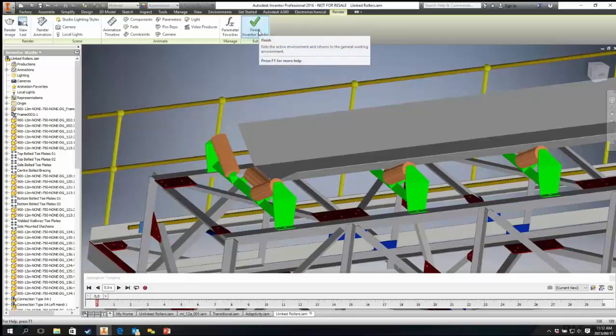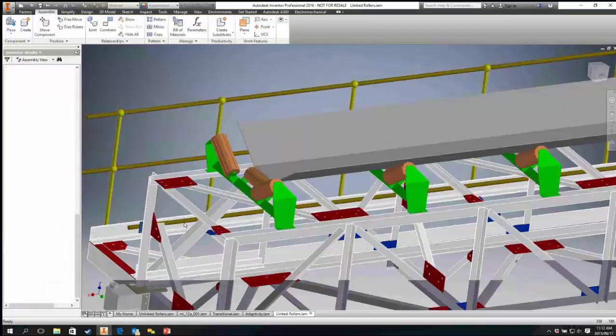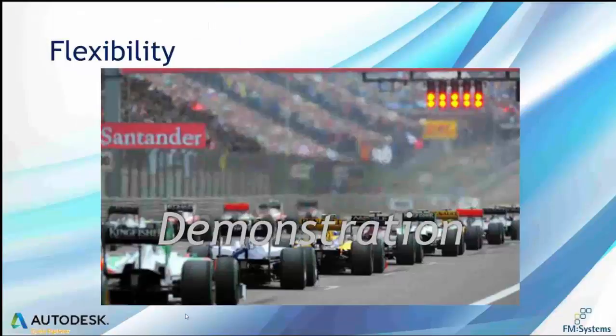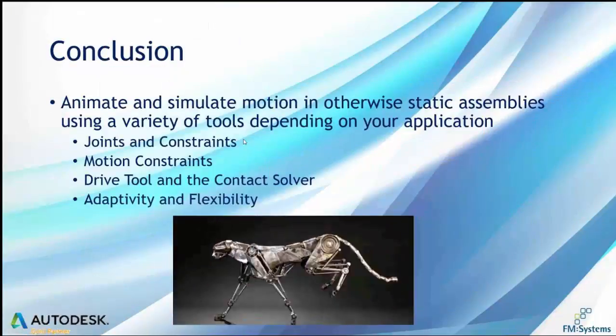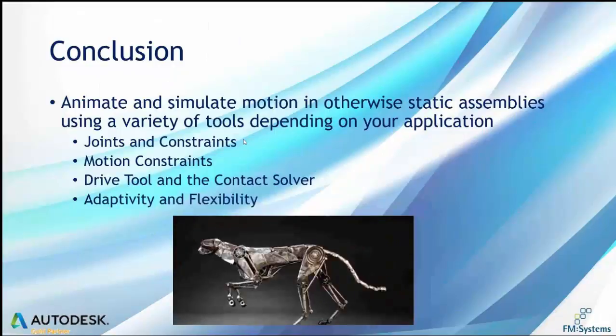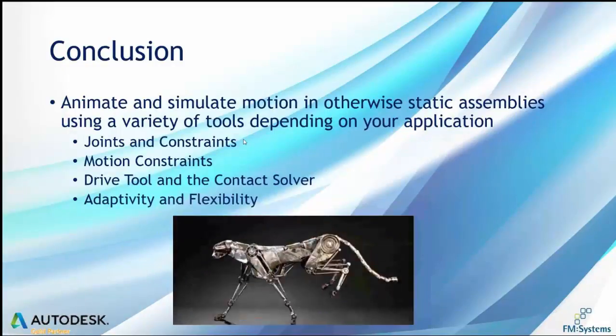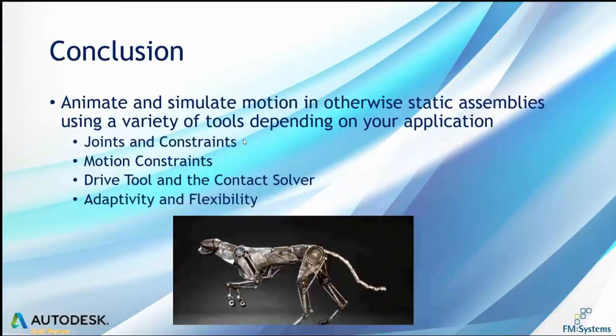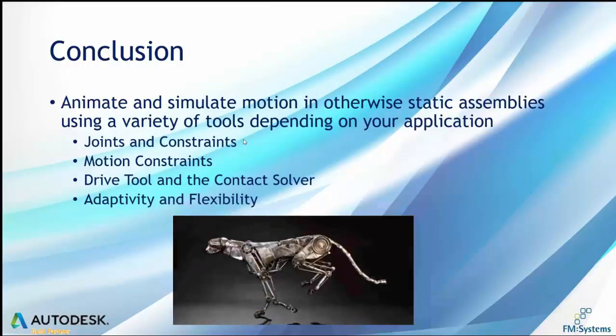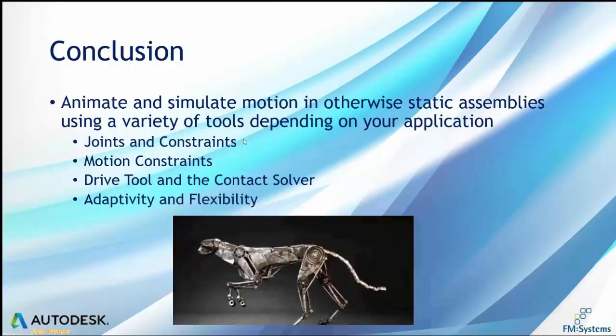Okay, so I hope that you guys enjoyed this. That concludes everything. We see that within this assembly environment, we got to look at the different types of animations. When we animate and simulate motion, we are basically allowing for static assemblies to move using a variety of tools depending on your application that you need to use.